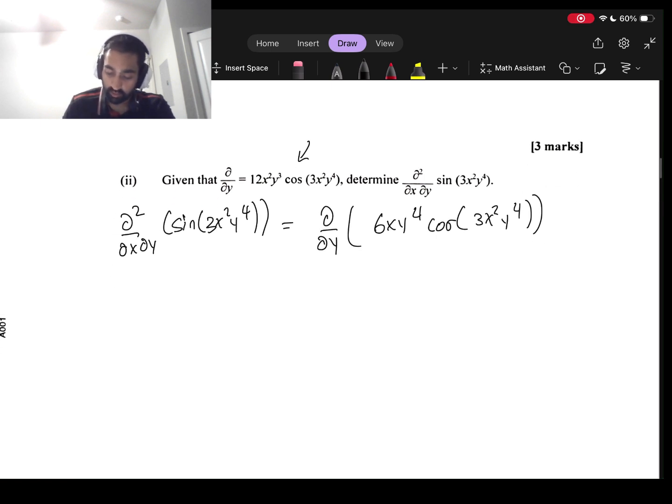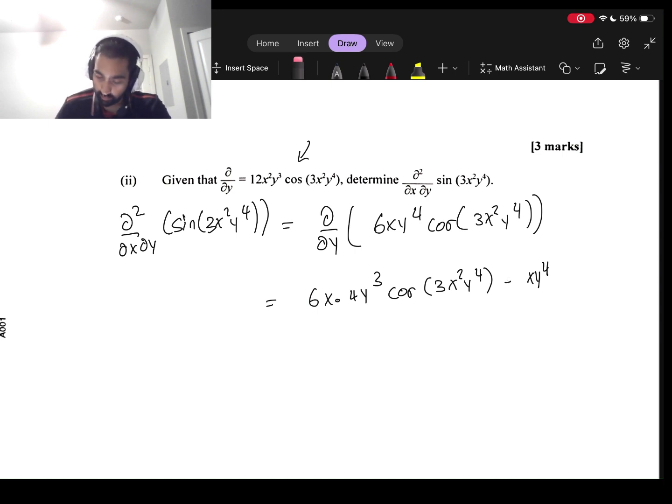So the first one is 6x and then times 4y cubed, and then keep the cosine as it is, and then plus 6xy to the 4. Well, actually, it'll be minus, because when you differentiate cosine, you get minus sine. So minus 6xy to the 4 sine 3x squared y to the 4, and then multiplied by, when you differentiate this inside, it'll be 4y cubed, and then 4 times 3 will be 12x squared y cubed.